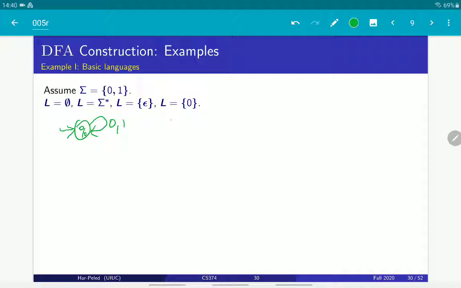The second example is, of course, where the language is everything. This is also easier, right? Sigma star, because you just take Q0, you make it into an accepting state, and 0, 1 stays in this state. So this is this language.